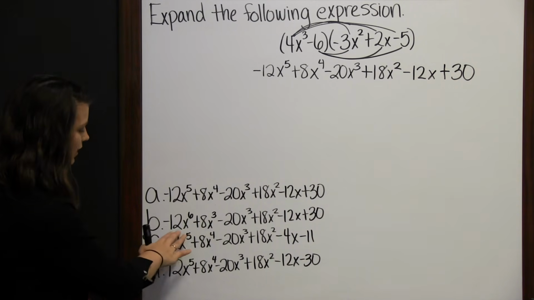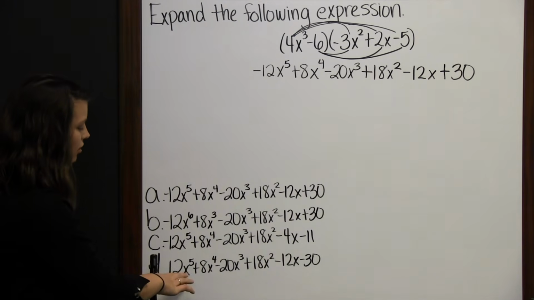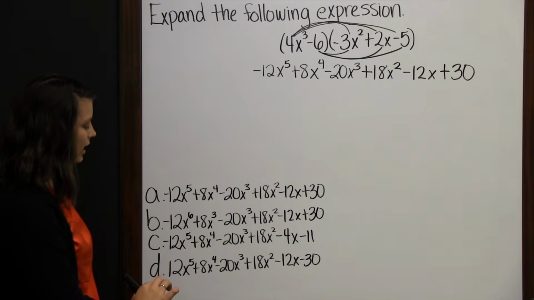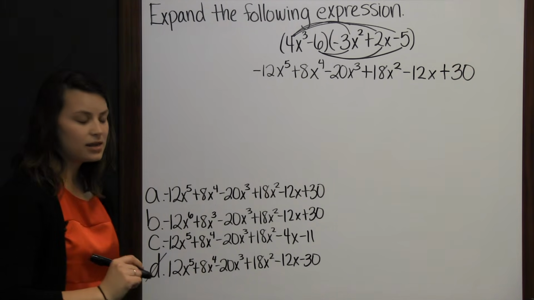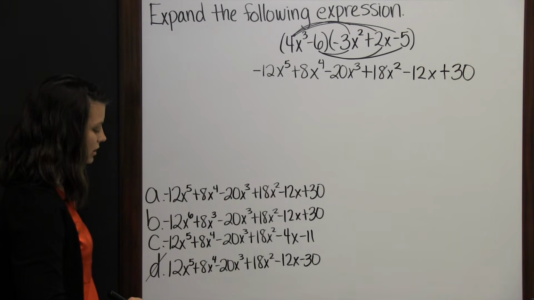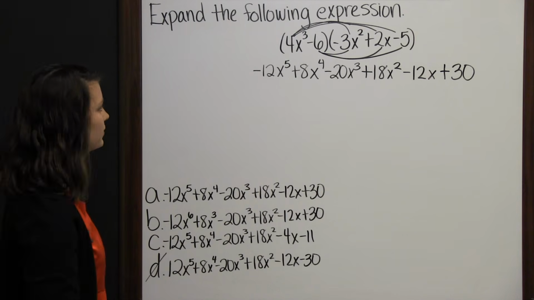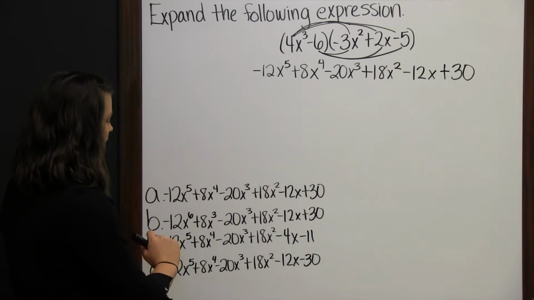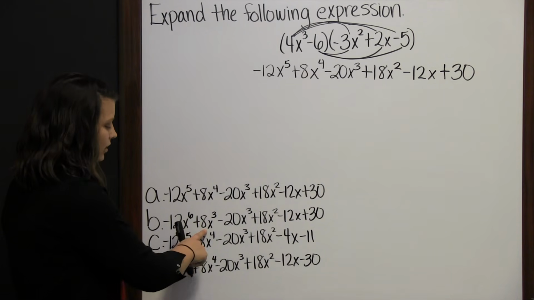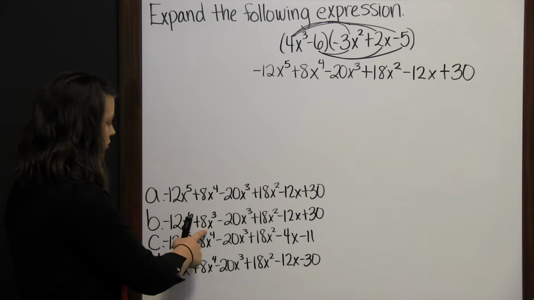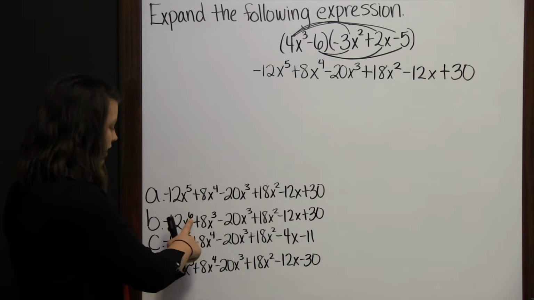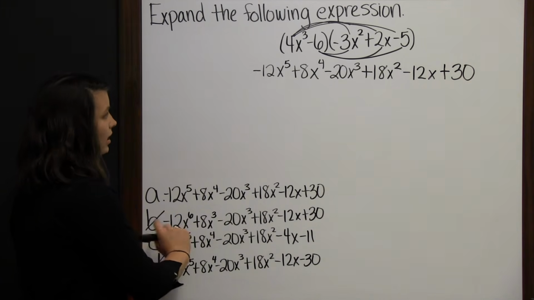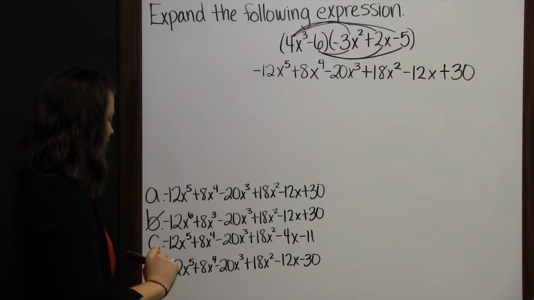Negative 12x to the 5th, so A, B, and C all have the same first term. D does not, so we can eliminate D because this has a positive 12x to the 5th term. Then we have plus 8x to the 4th. B has plus 8x cubed. Also, this first term was a negative 12x to the 6th, so we should have eliminated it right there because it should have been to the 5th.